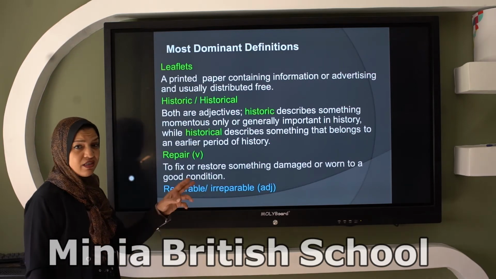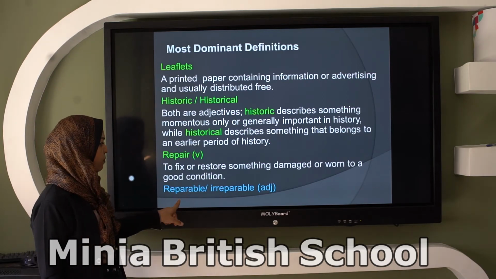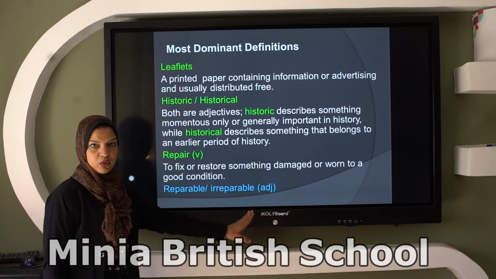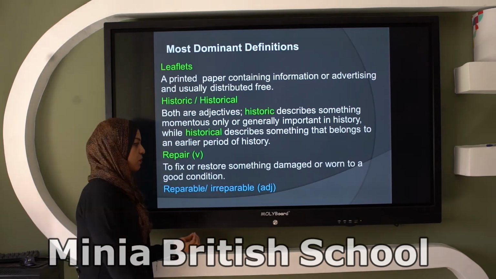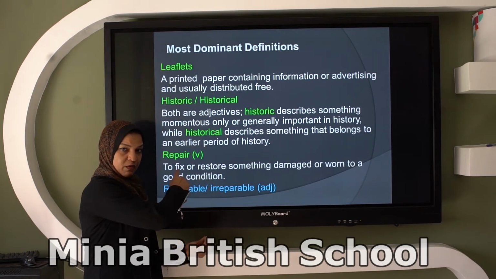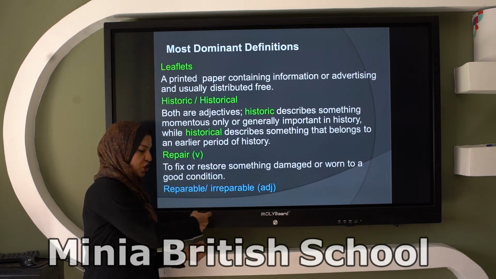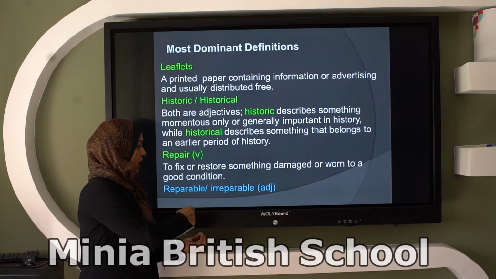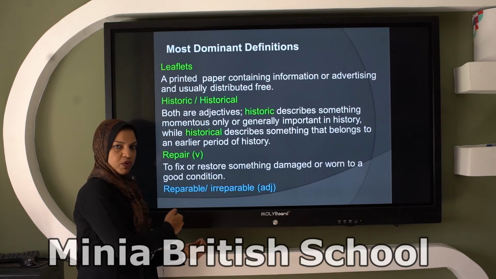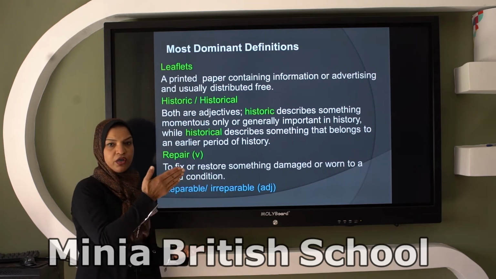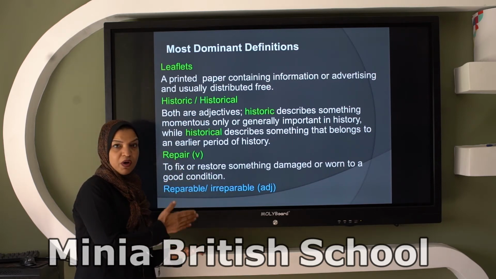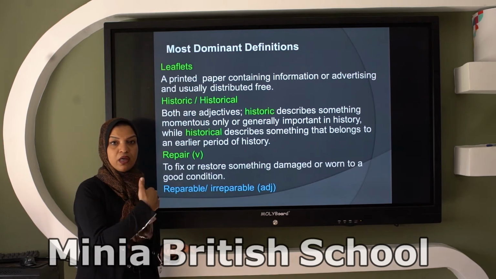Of course, the antonym of repairable is irreparable. So it's the same as responsible and irresponsible. This is a prefix added before the word, especially an adjective that starts with an R, in order to give the antonym or the opposite of it. It's the same as rational, irrational, regular, irregular, responsible, irresponsible, and so on.